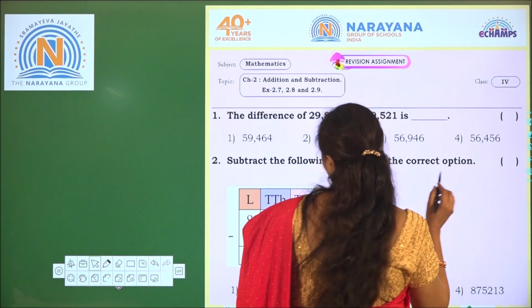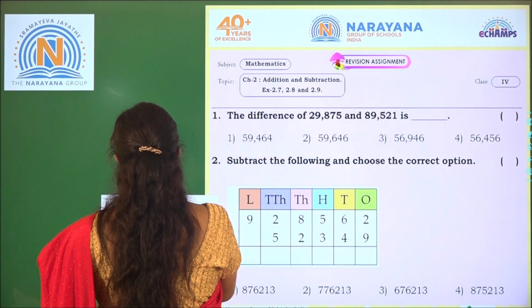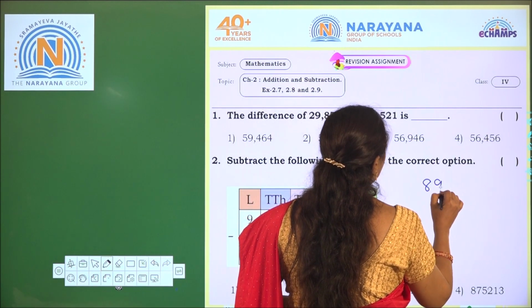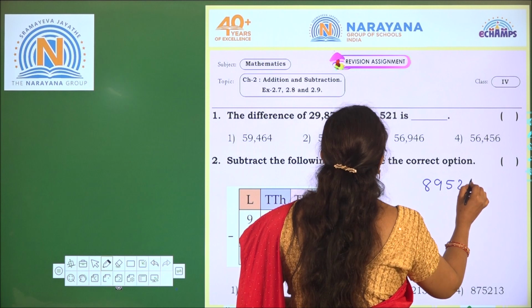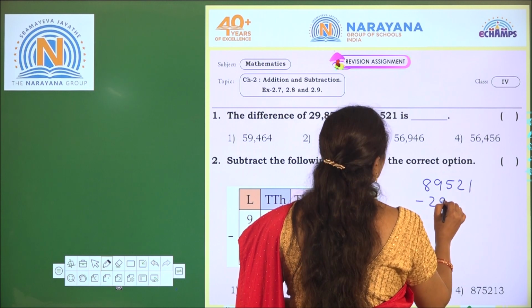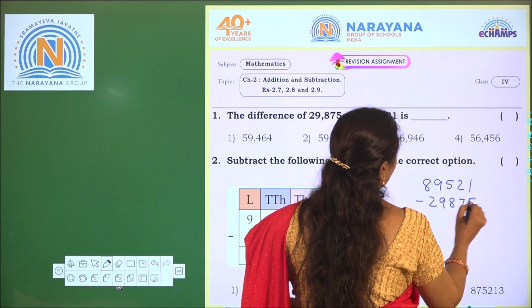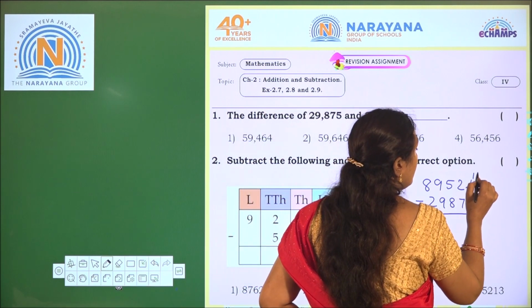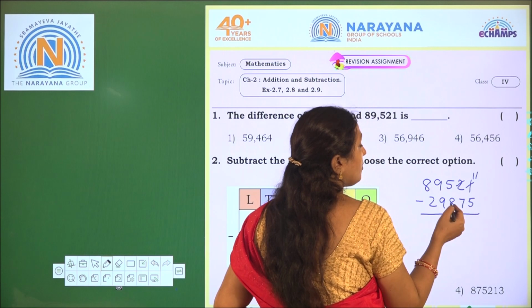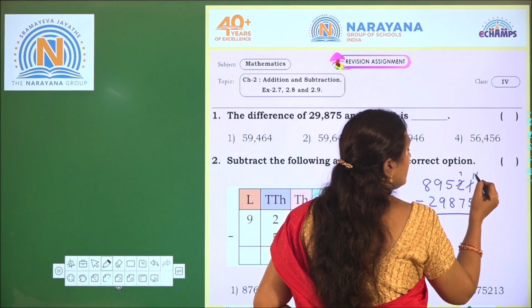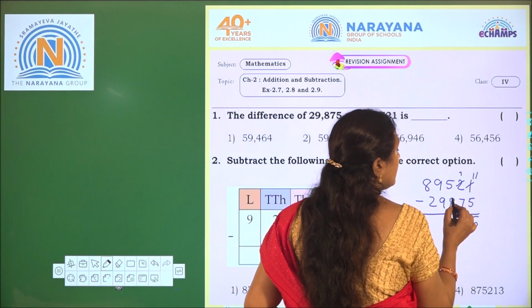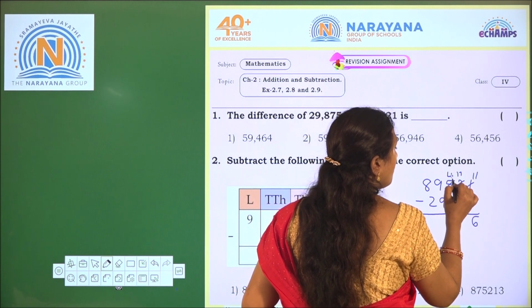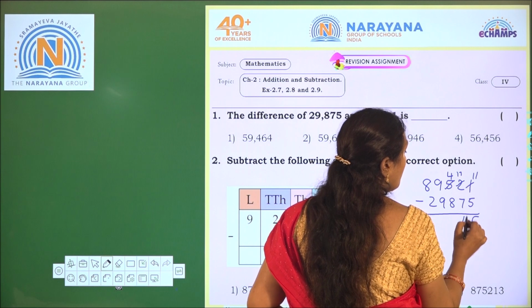That is 89,521 minus 29,875. Now subtract. Can we subtract 1 minus 5? No. 1 will become 11, so we have to regroup it. 2 will become 1. So 11 minus 5 is 6. And from here we have to regroup it. 11 minus 7 is 4.